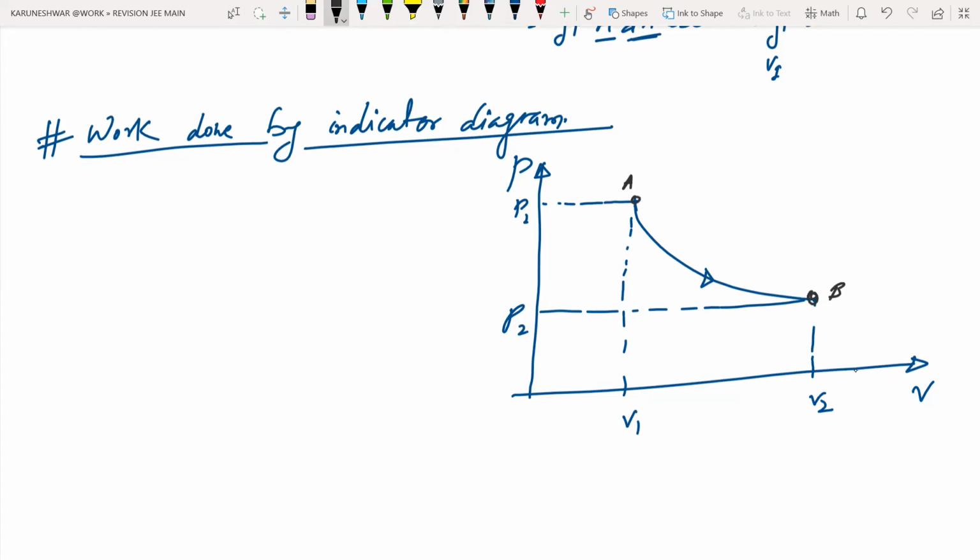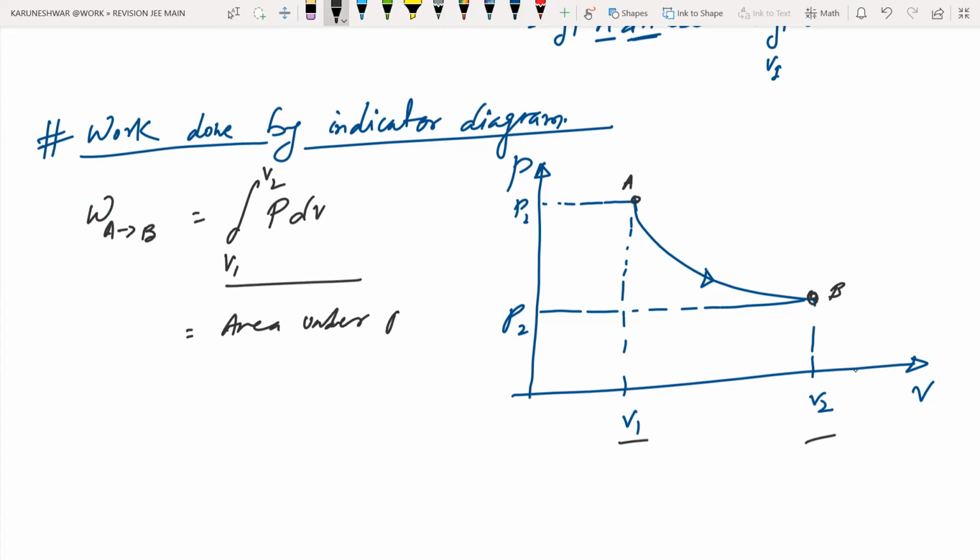So in this indicator diagram, what will be the work done by the gas? If it is expanding from A to B, the volume is getting increased. So the work done in the shown figure from A to B is the integral of P dV from V1 to V2. This is nothing but the area under the PV curve, the area under the pressure-volume graph. That is simply the work done in a particular process.